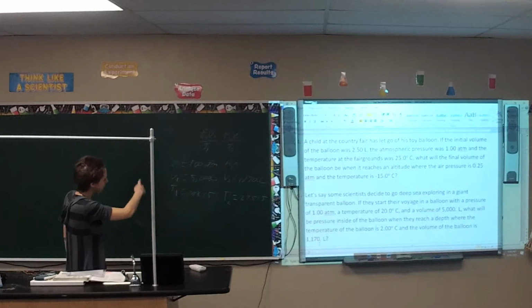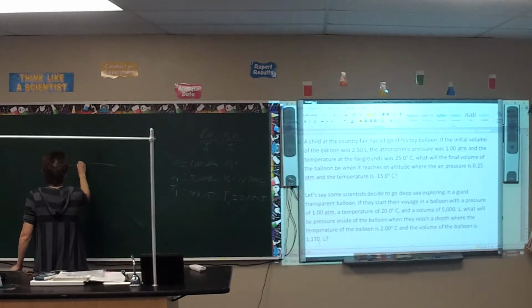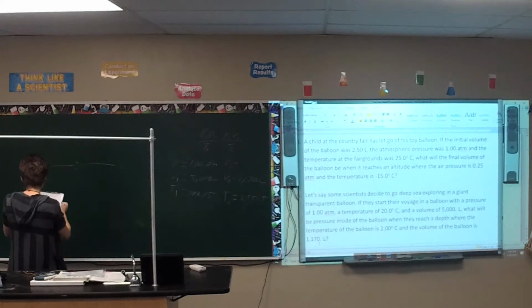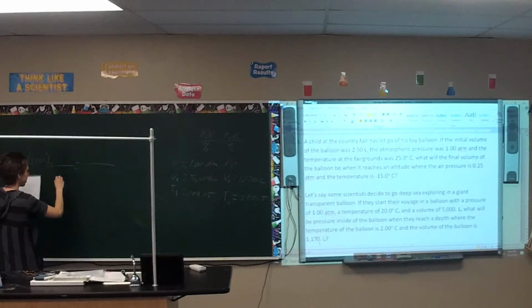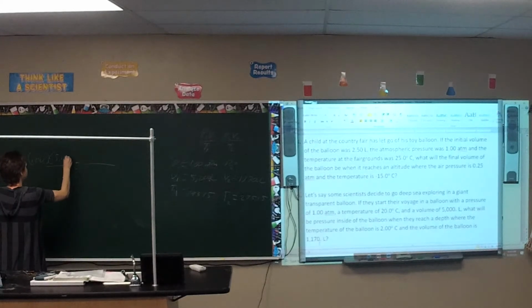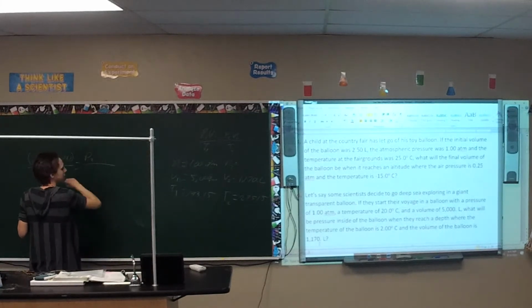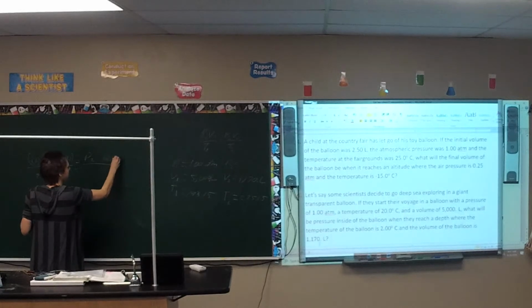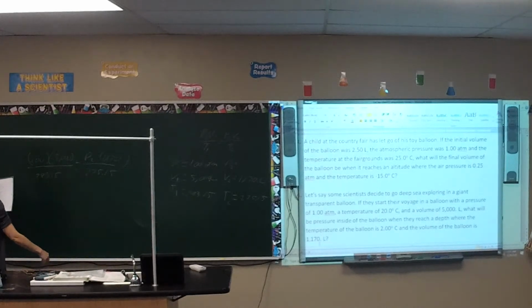So again, once I write out everything, I just fill it into the proper spot. Plugging in everything correctly, it's 1 atm times 5,000 liters over 293.15 for temperature. We don't know what the second pressure is. My second volume is 1,170. My second temperature, 275.15.